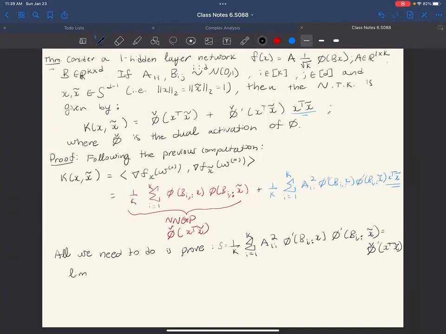So what happens is the limit as k goes to infinity of S. This is just going to be an expectation over, I'll call it now, A and W, sorry. And this is by the law of large numbers. This converges in probability. S, maybe I'll call it S_k, converges in probability to this expectation of A squared phi prime of W transpose X, phi prime of W transpose X tilde.